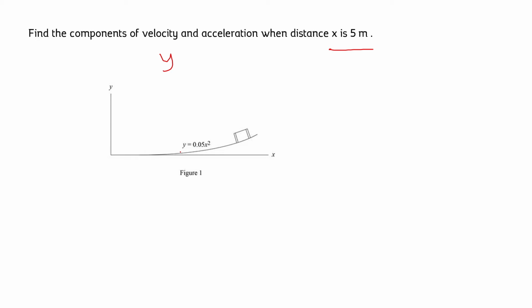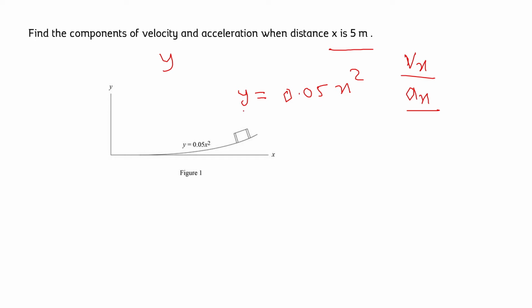As we can see, the path follows y direction in terms of x, which is written as y equal to 0.05 x square. So here in the question, we are given the velocity of the block in x direction. Also, we are given the acceleration of the block in x direction.